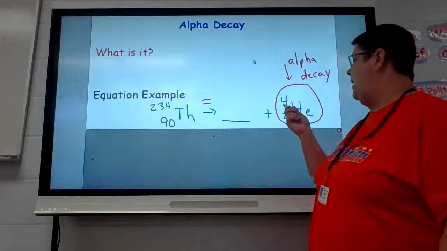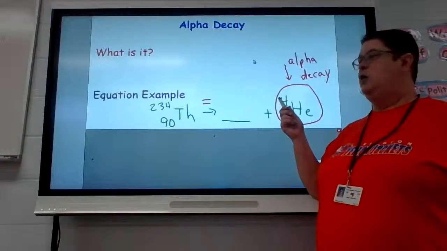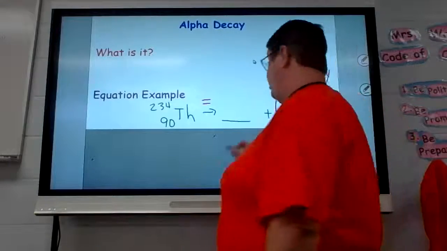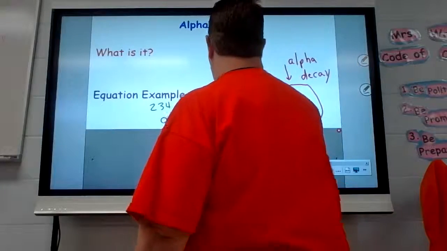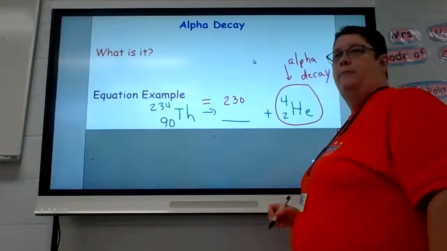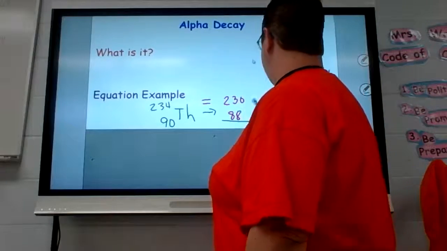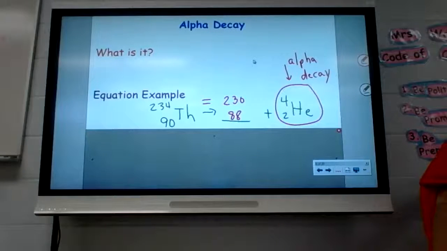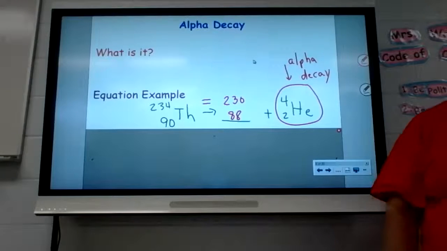234. Well, what mass do I have right here? So 4 plus what will equal 234? 230. All right, so 2 plus what will give me 90? 88. So 88 plus 2 is 90. So which of those two numbers did we say yesterday we'd look up to figure out the element? The atomic number. So when you look on your periodic table, what element is 88?